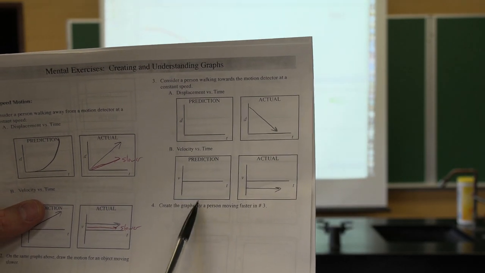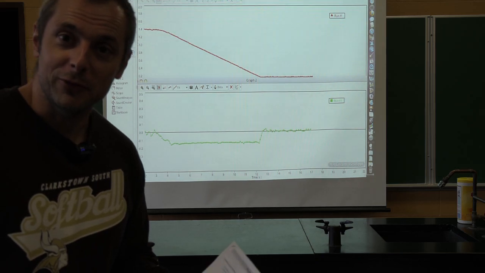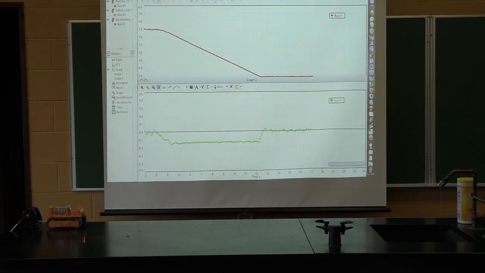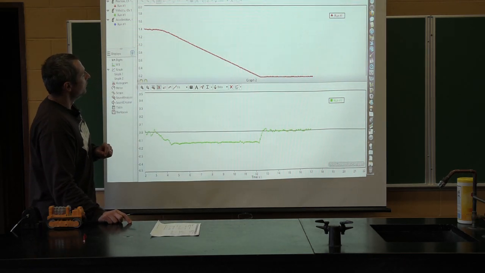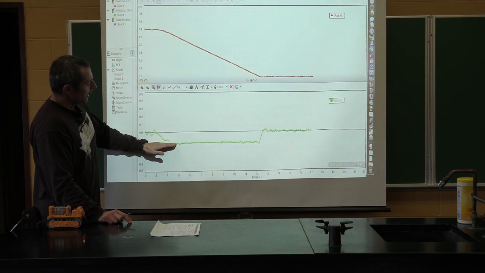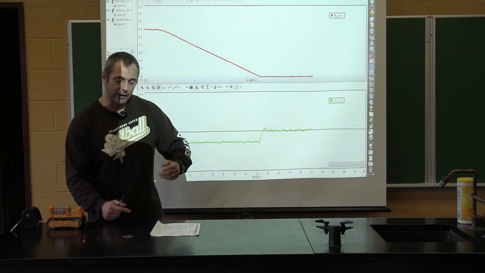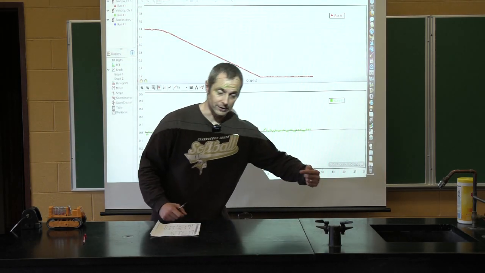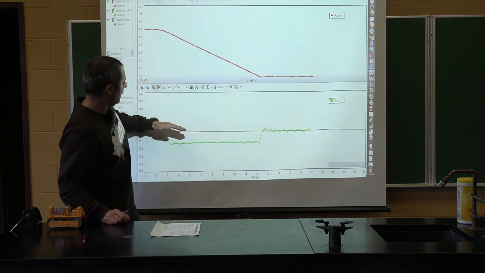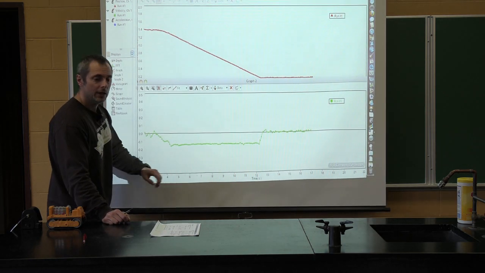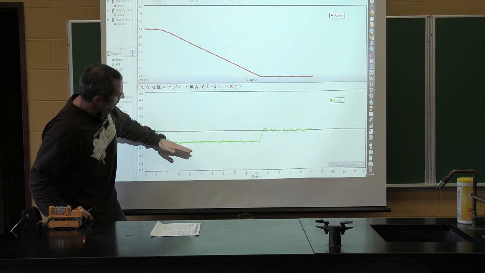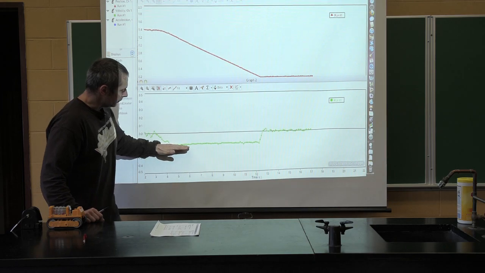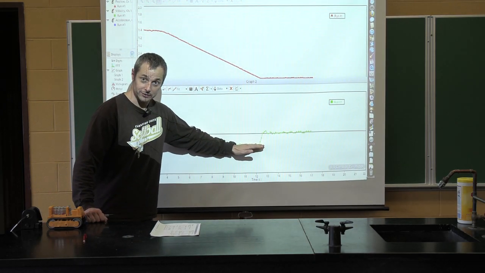And again, I hope you're filling in predictions, right? Otherwise, it takes all the fun away if you don't make any predictions. Okay, so a couple ways to interpret this. One, you could say it's going backwards towards the motion detector. If this was positive velocity, this has to be negative velocity. So now I'm below the axis. And this is going at a steady pace. It's not speeding up or slowing down. It's going the same speed across.